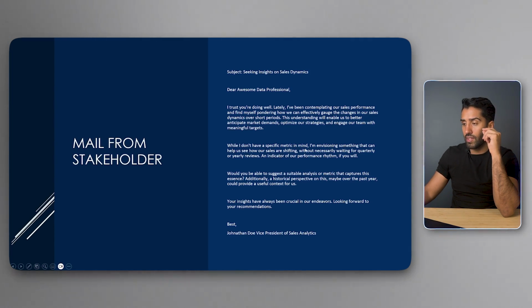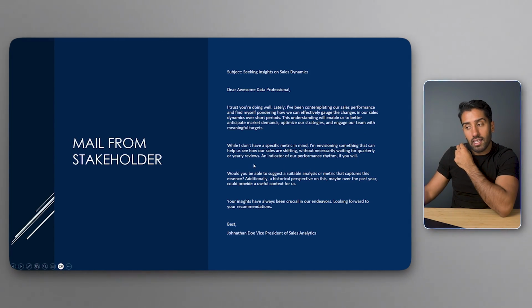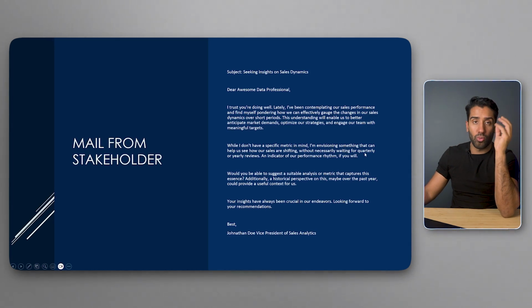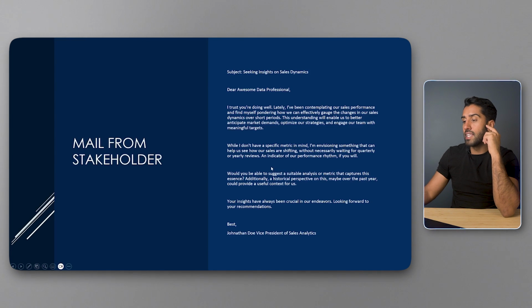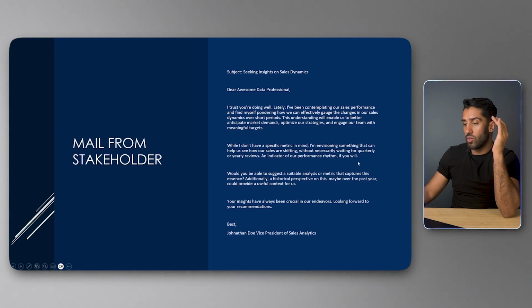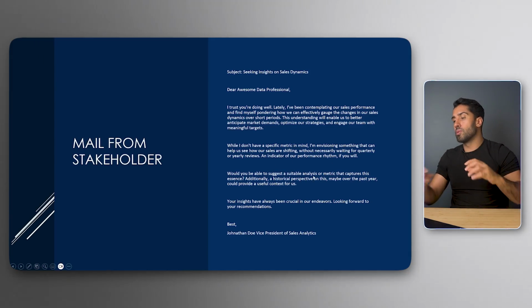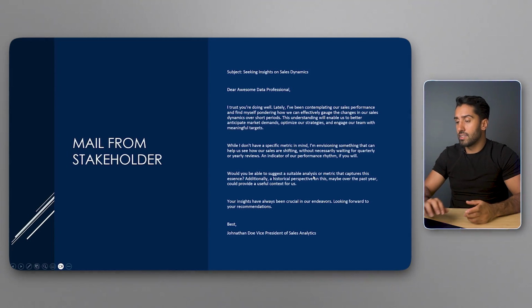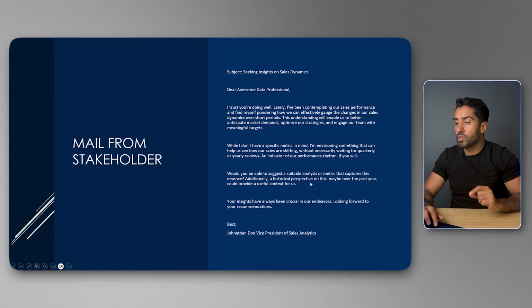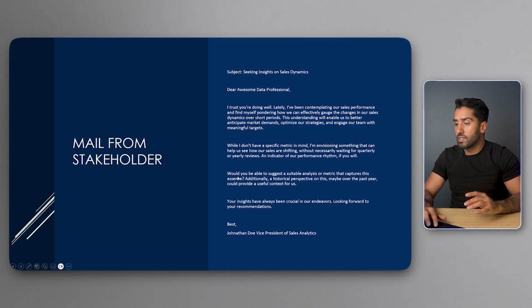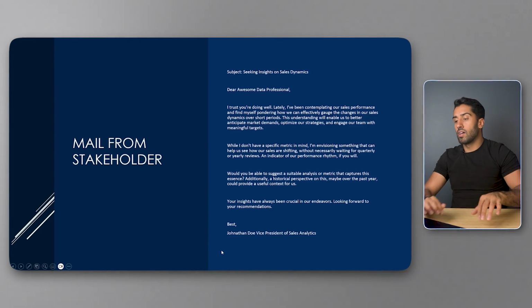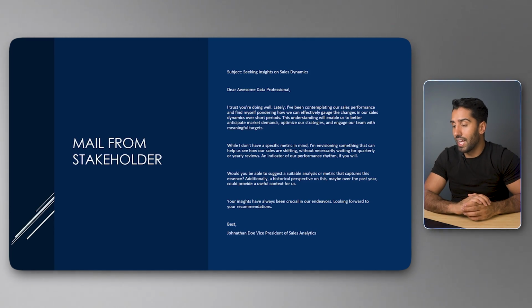While I don't have a specific metric in mind, I'm envisioning something that can help us see how our sales are shifting without necessarily waiting for quarterly or yearly reviews. An indicator of our performance rhythm, if you will. Would you be able to suggest a suitable analysis or metric that captures this essence? Additionally, a historical perspective on this, maybe over the past year, could provide a useful context for us. Your insights have always been crucial in our endeavors. Looking forward to your recommendations. Best, Jonathan Doe, Vice President of Sales Analytics.